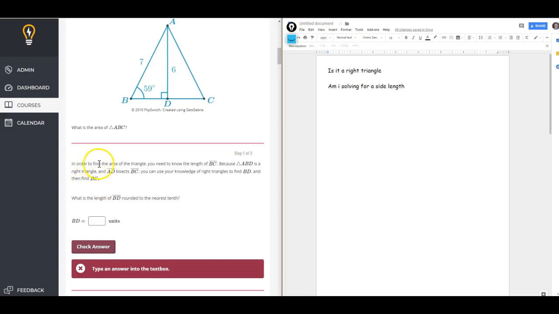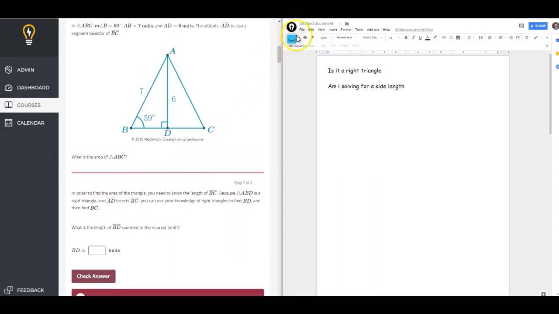So in order to find the area of a triangle, you need to know the length of segment BC, because triangle ABD is a right triangle and segment AD bisects segment BC. You can use your knowledge of right triangles to find the distance of BD and then find the distance of BC. So what they are saying is that we have a right triangle, and there are some tools that we have in order to find side lengths of right triangles.